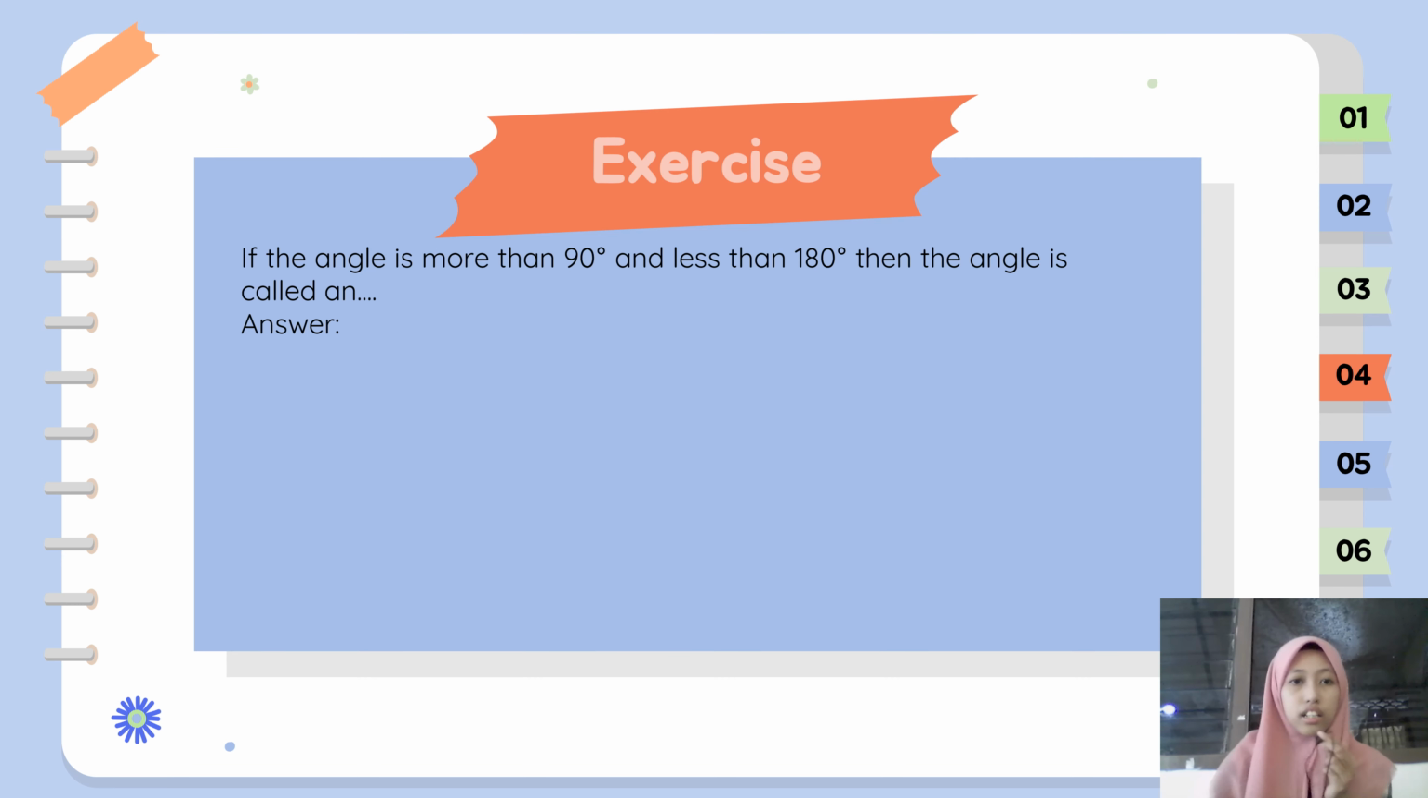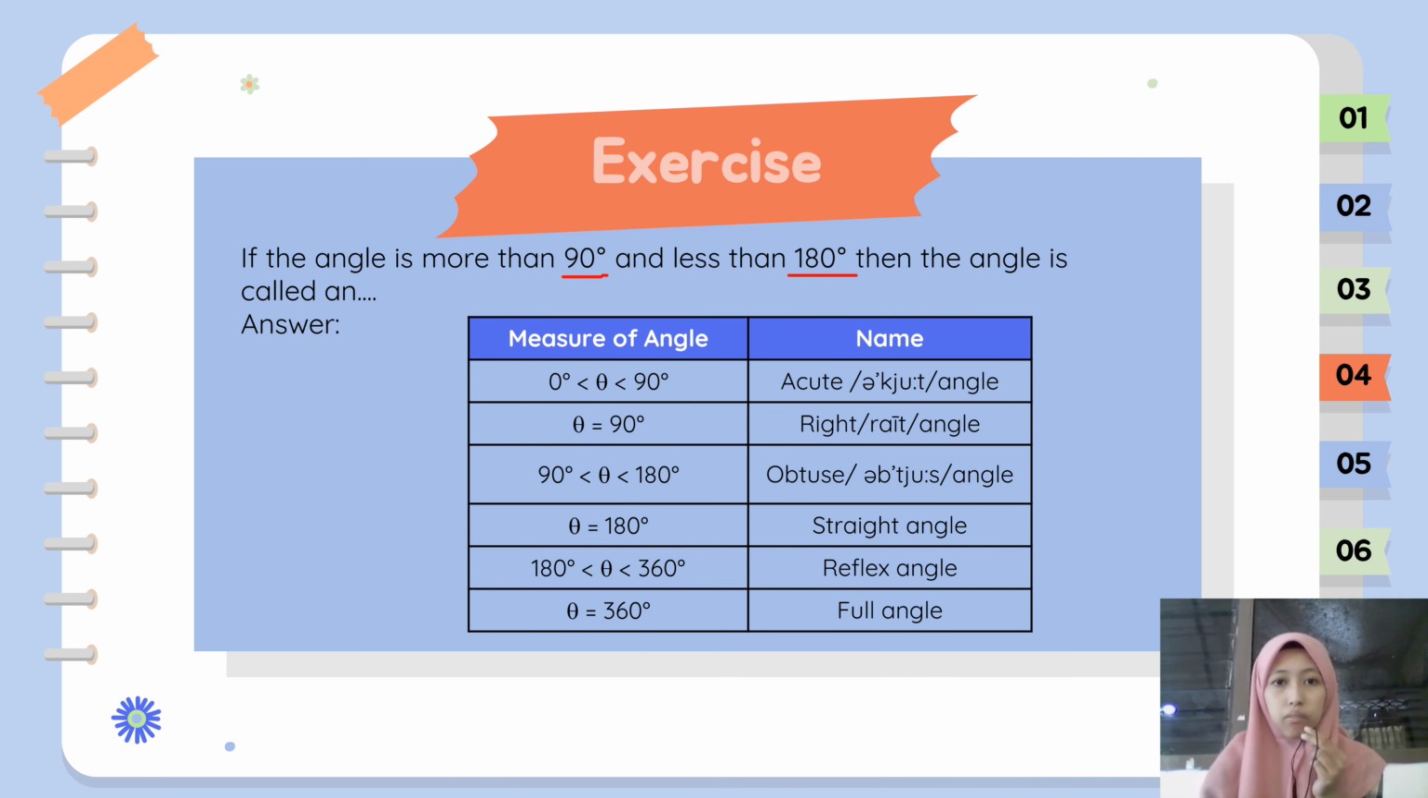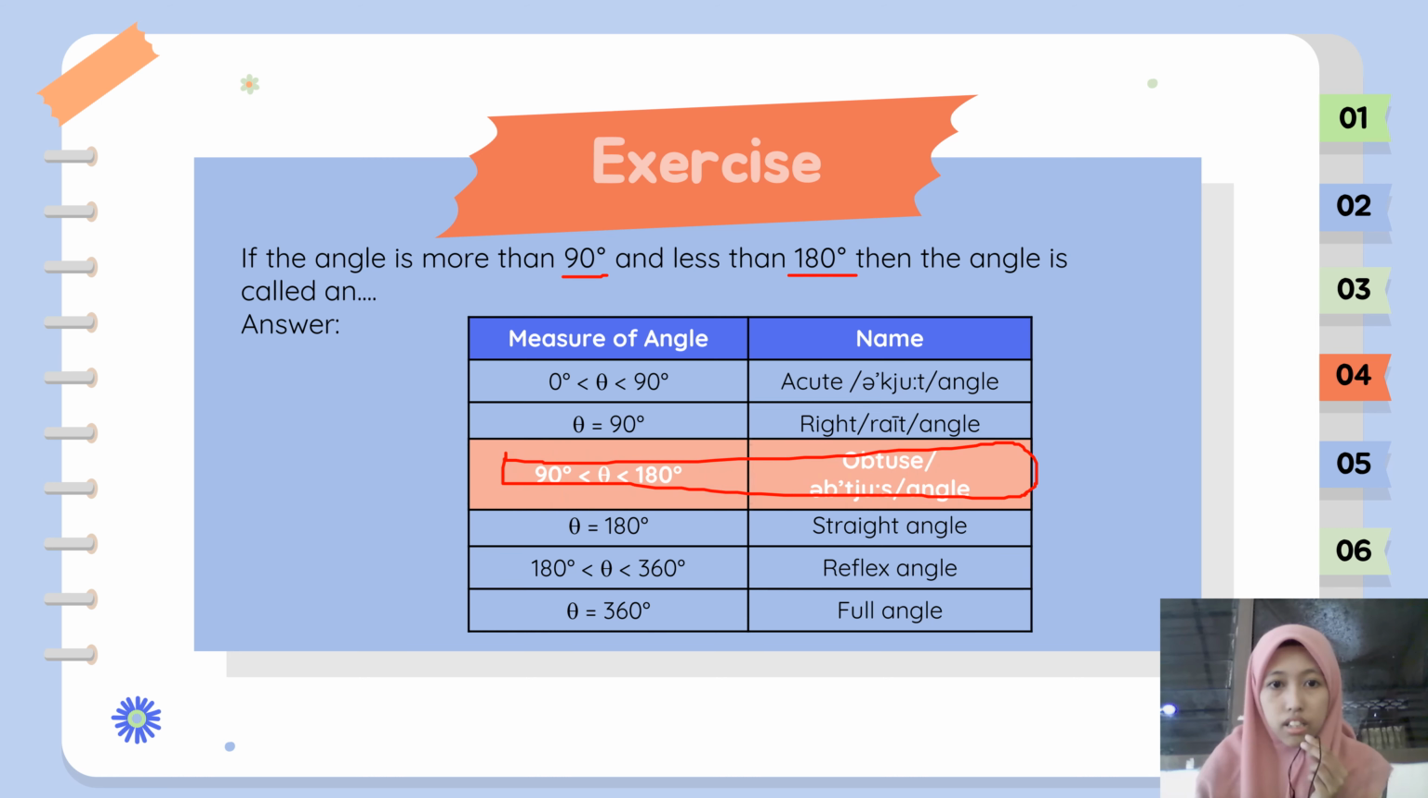This is the exercise. There is a question: if the angle is more than 90 degrees and less than 180 degrees, then the angle is called an what? The answer is from before, we have the table of measure and angle name, 90 degrees and 180 degrees. So the answer is obtuse angle.